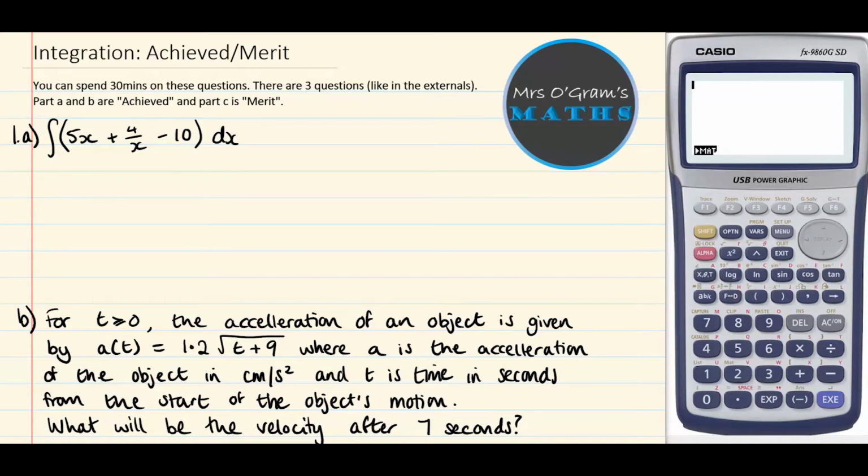This video is going to take you through an integration set of parallel questions that are focused on achieved and merit. So these are the first three parts of three questions written in a very similar style to the external. So the first two parts will be where your achieved points are, and part C of each of the questions is worth a merit. And then across the paper you can get achieved and merit.